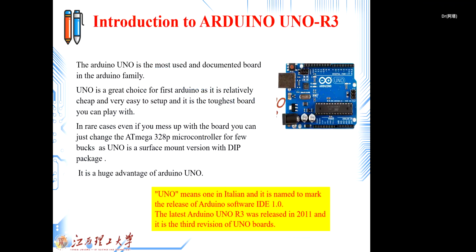Let us start from this point: Arduino Uno is one of the most used and documented boards, and the most famous in the Arduino family of boards. It's a great choice for Arduino as it's relatively cheap and very easy to set up, and it's the board you can play with. Let me tell you that there is no difficulty installing any Arduino board, but Uno is the cheapest one we can accept.